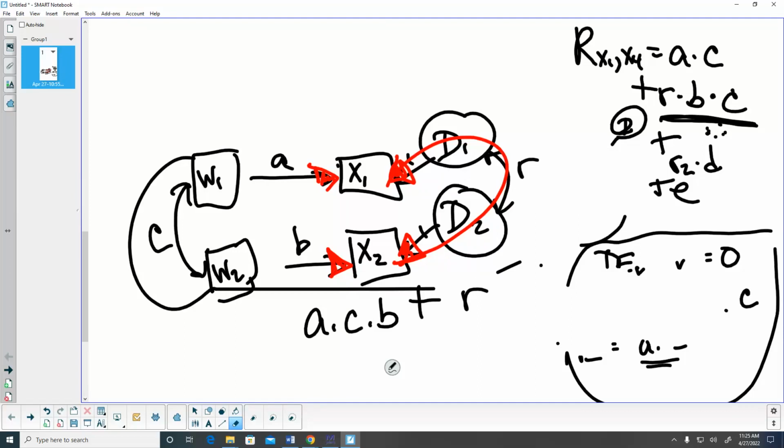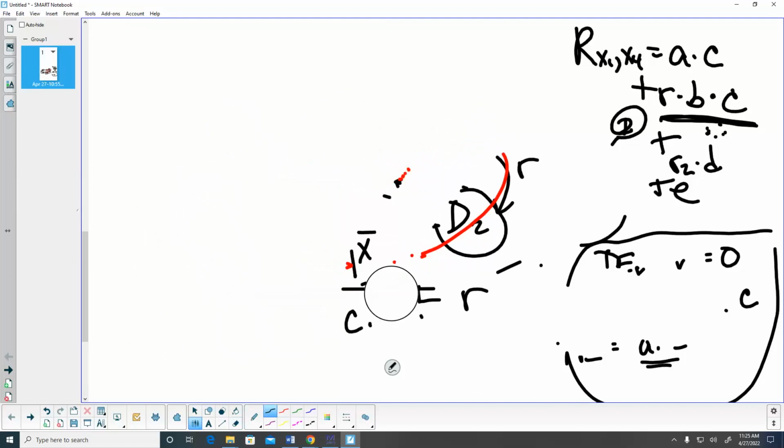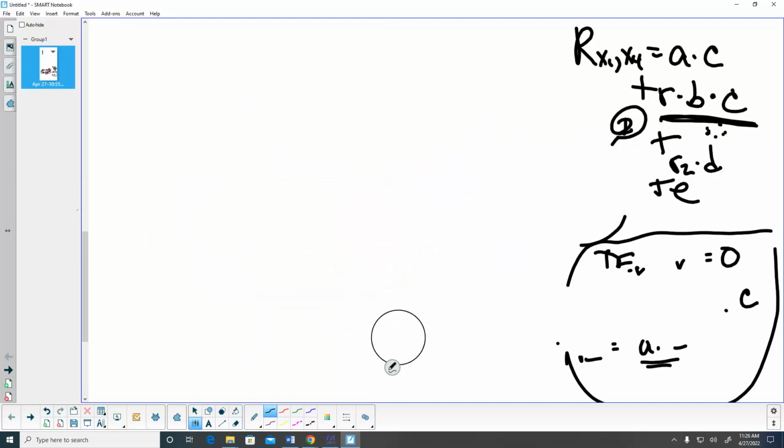And sometimes they could be the same, because if we didn't have a curved arrow, like in some of the examples we did in the beginning of the semester, there weren't any curved arrows. It was something like this.